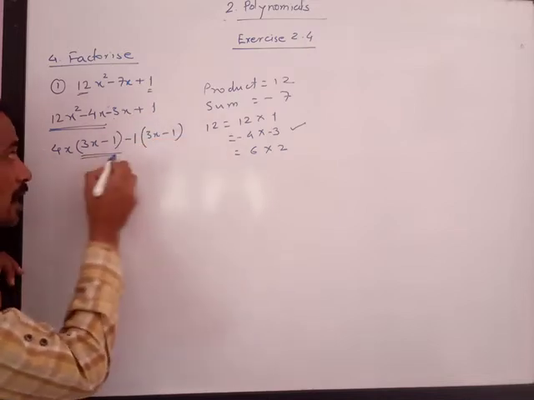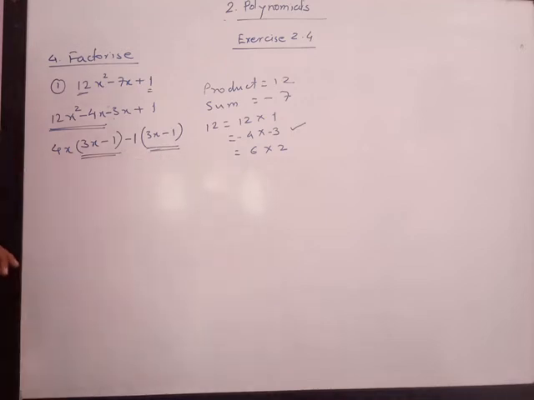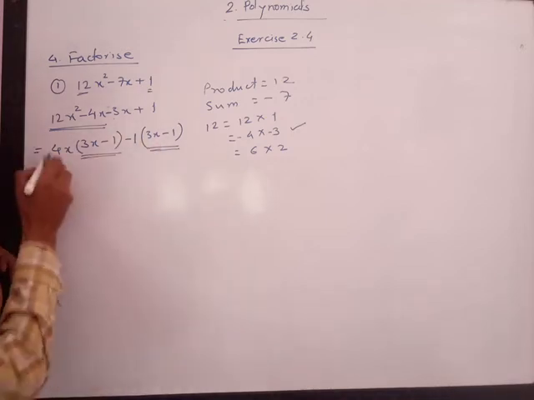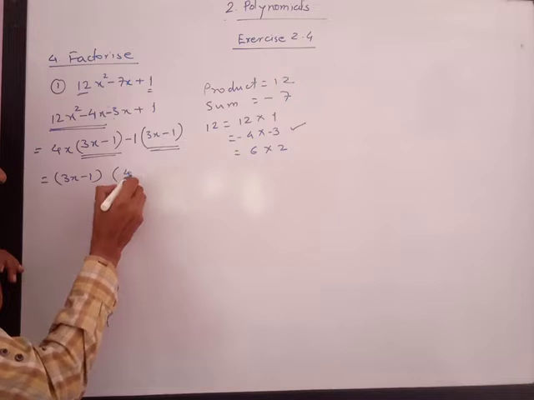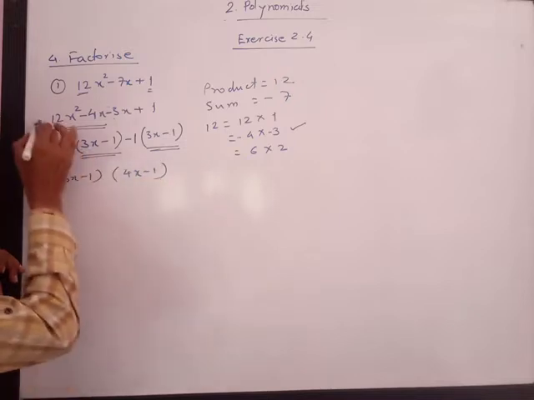Please understand this. Now 3x minus 1, both the brackets are same, you can take it common. So this is equal to 3x minus 1 taken common. In bracket you will have 4x minus 1.